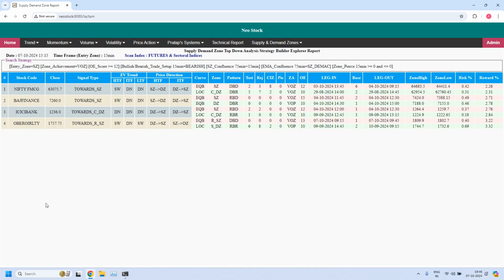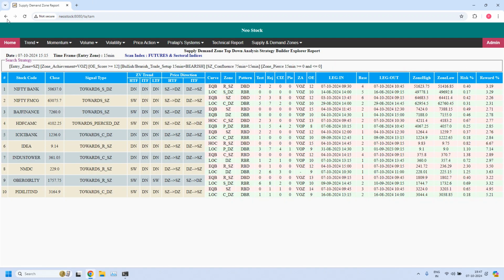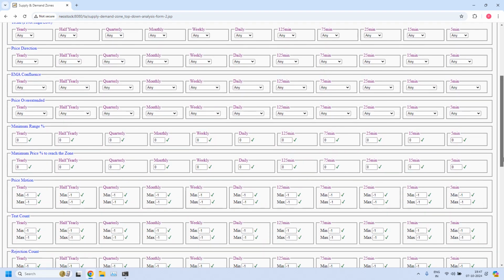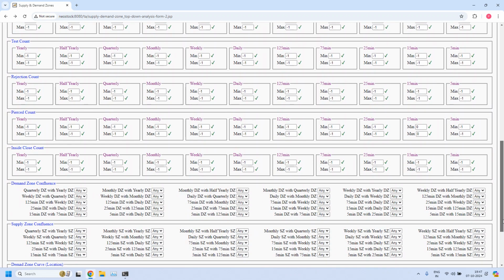Okay, now let's look for LTF, ITF and HTF confluence. So I'm removing the EMA filter. Now without EMA earlier, how many we got? 10 or 12? Okay, 10. Out of these 10, those 10 are having LTF and ITF confluence. Now let's verify. Out of the 10, how many are having even HTF confluence, supply zone confluence?